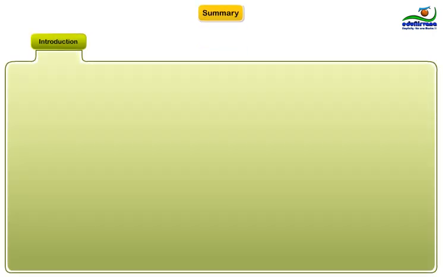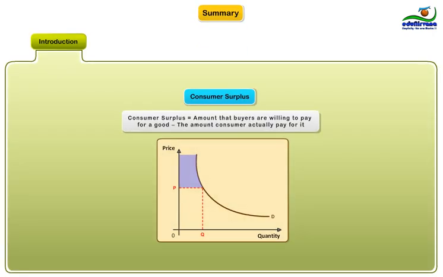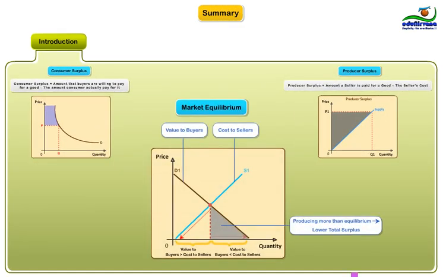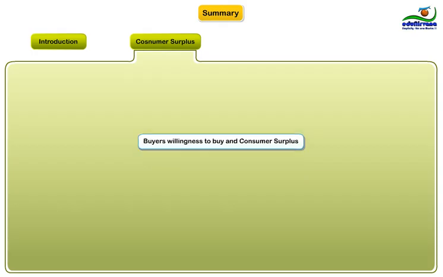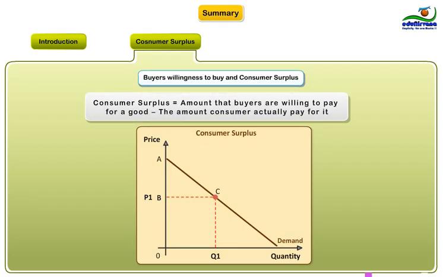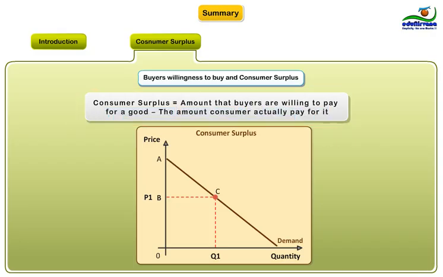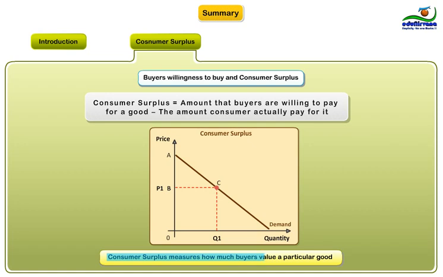This module focused on introducing the students to the concepts of consumer surplus and producer surplus and their equilibrium conditions. Buyers' willingness to buy and consumer surplus. Consumer surplus: the amount that buyers are willing to pay for a good minus the amount they actually pay for it. It measures how much the buyer values the good or service.